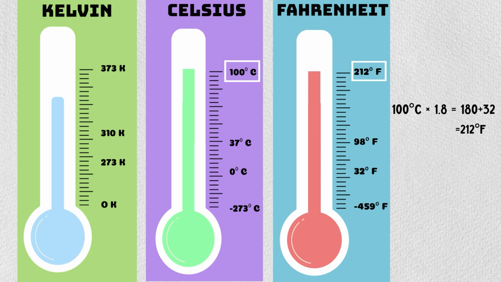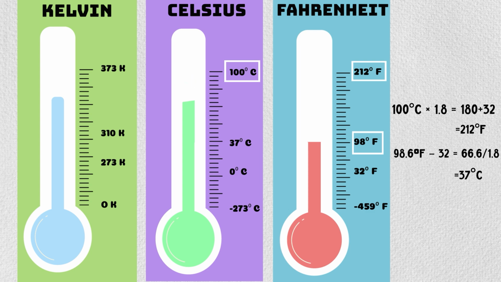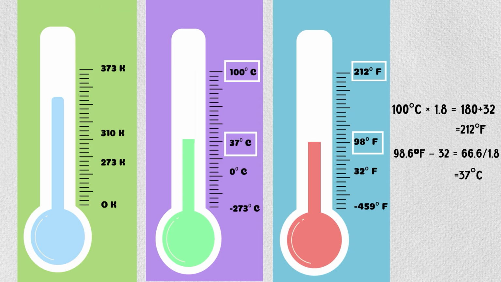To convert degrees Fahrenheit to degrees Celsius, we need to subtract 32 and divide it by 1.8. Example, 98.6 degrees Fahrenheit minus 32 gives us 66. Divide this by 1.8 and we get 37 degrees Celsius, which is the normal human body temperature.